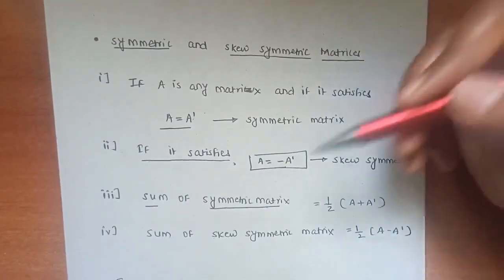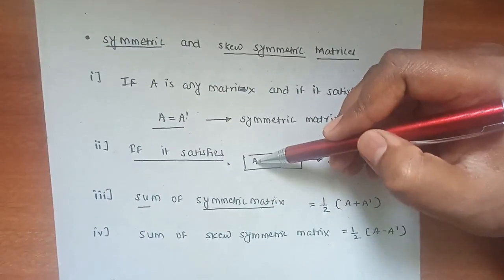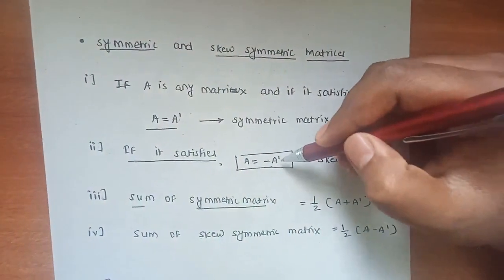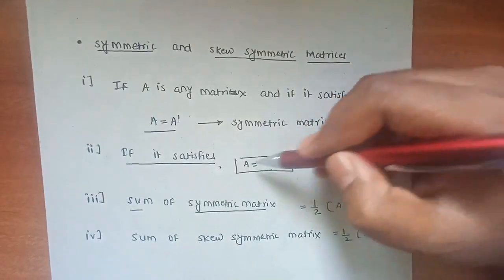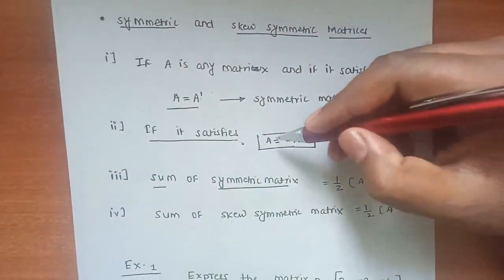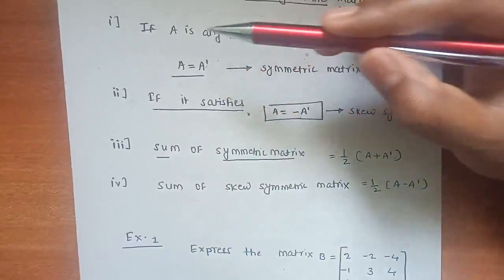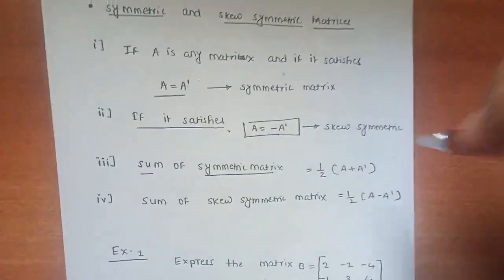So, for example, if the element in A is 2 at A12, the element in A transpose in a skew symmetric matrix will be -2. That means the element will be the same, the positions will be the same, only the signs will be different. If signs are different, then we can say it is skew symmetric, and if signs are the same, positions are the same, that means everything is the same, then we can call it a symmetric matrix.